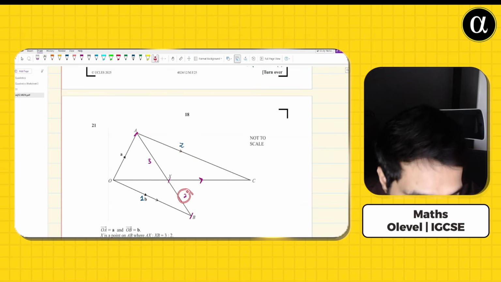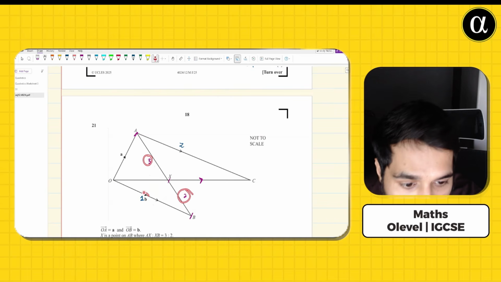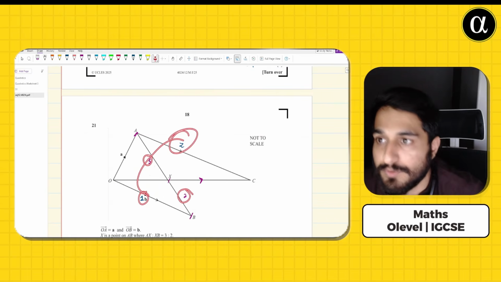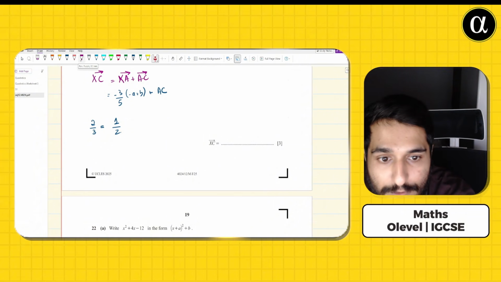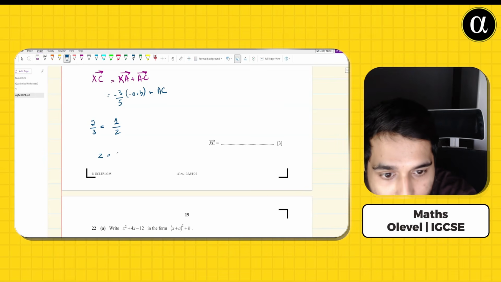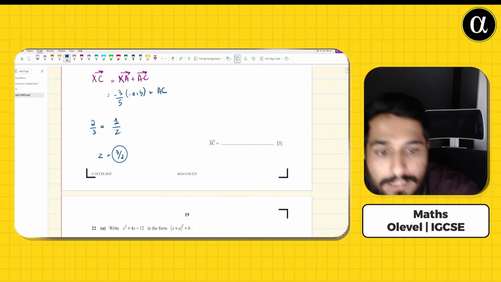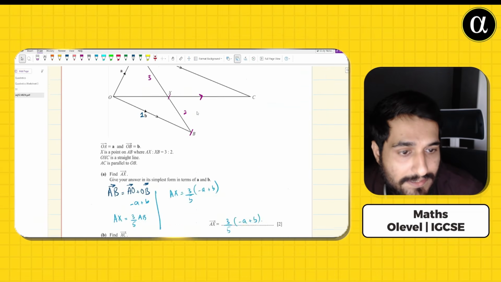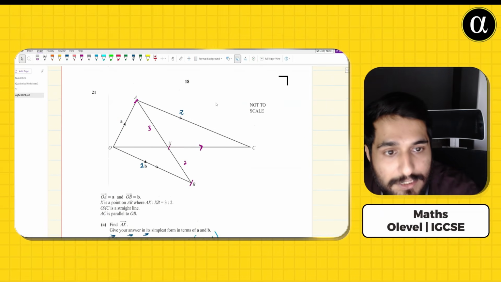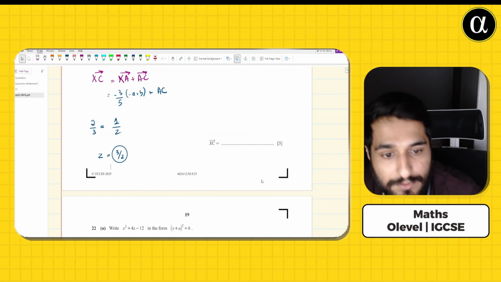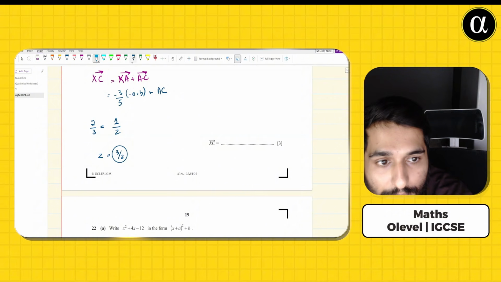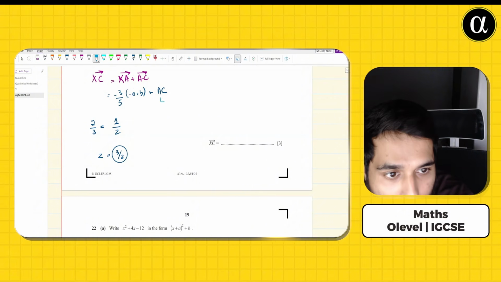So we know this length upon 3 would be equivalent to this length upon this length. So the ratios of the two lengths would be the same. That is how I can find the value of Z, and that Z would be equal to what? The value for Z is going to be 3 upon 2. All right. So we know that Z is going to be 3 upon 2, and since we said if this is 1b, this is going to be 3 over 2 times b. So AC is going to be 3 over 2 times b.